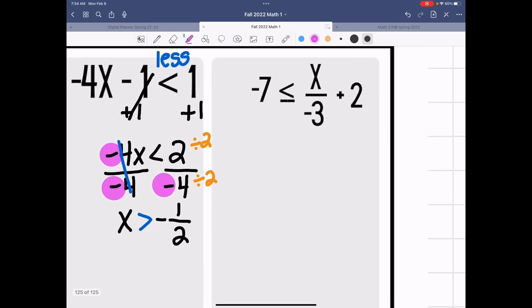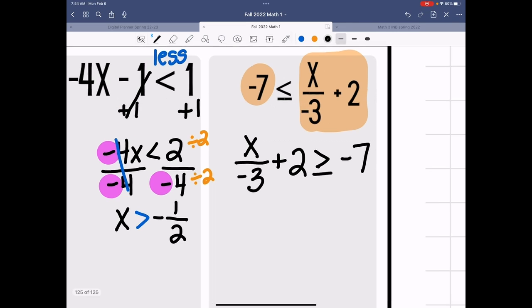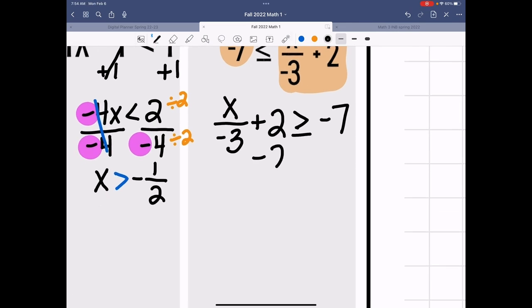And for this one, I'm going to rewrite this so that my x is on the left side. And again, just remember that when you're doing this, the inequality sign needs to open up to this piece. So this is going to be x over -3 plus 2, and it's going to open up to be greater than or equal to -7. So I'm going to subtract 2.